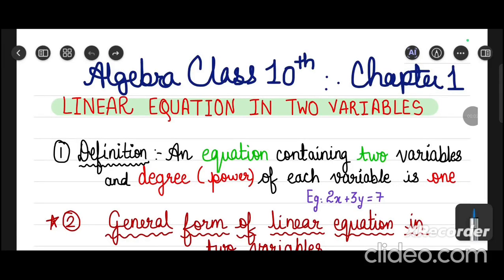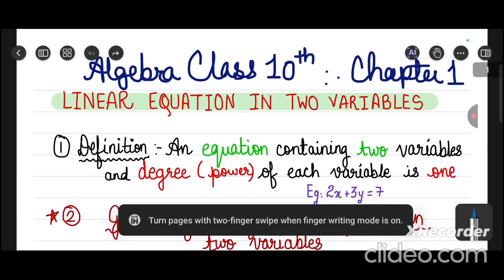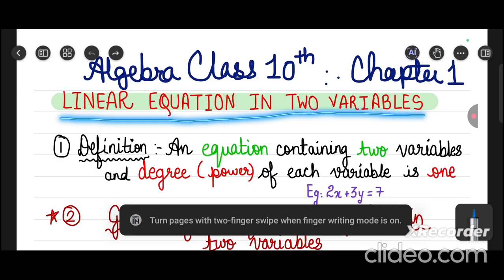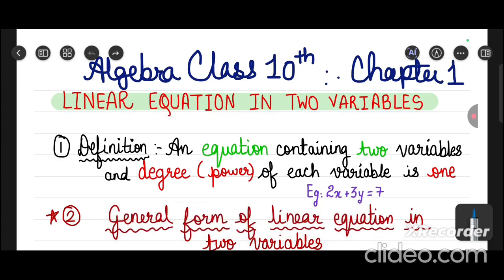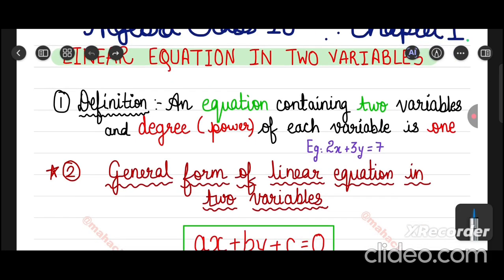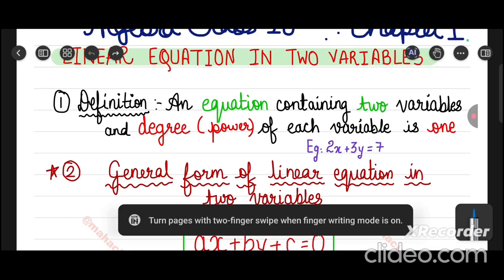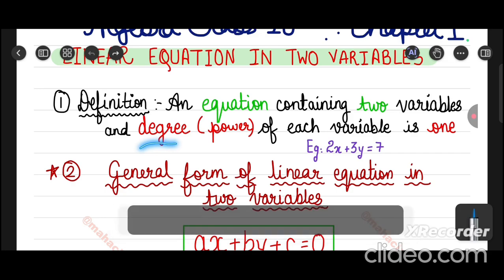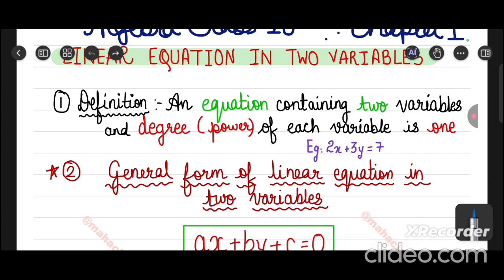Today we are going to study Algebra Class 10, Chapter 1, Linear Equations in Two Variables. Now what's the definition? An equation containing two variables, where the degree or power of each variable is 1, is known as a linear equation in two variables. Now let's look at an example: 2x plus 3y equals 7.